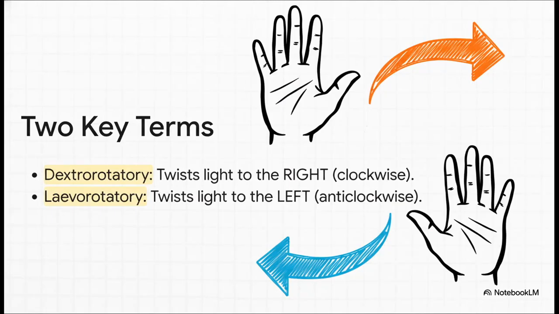Okay, let's make sure these two terms stick. Dextrorotatory. Think dexterous, like being right-handed. It twists light to the right. And levorotatory, well, that's the other one. It twists light to the left. They are perfect mirror opposites in every way.